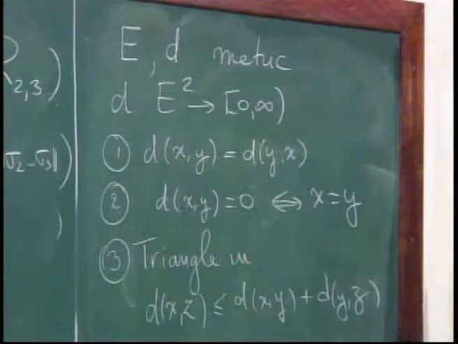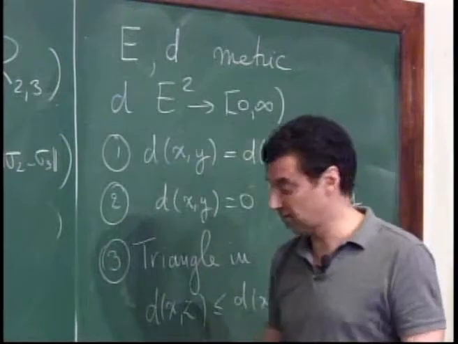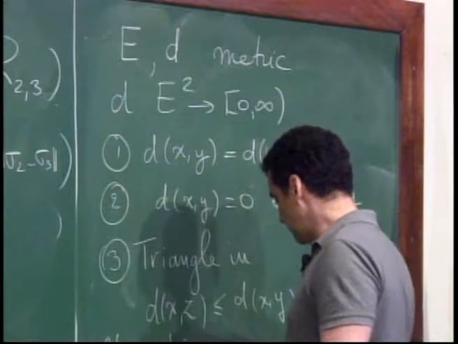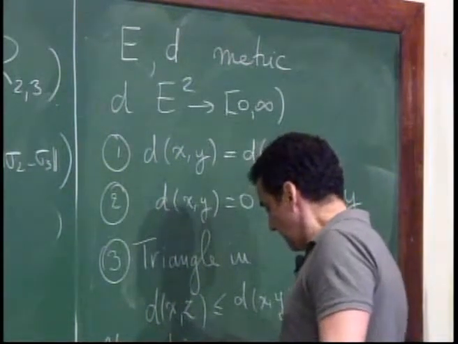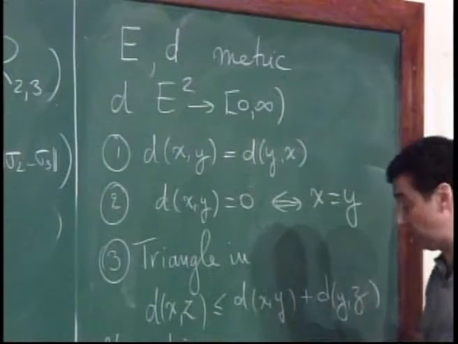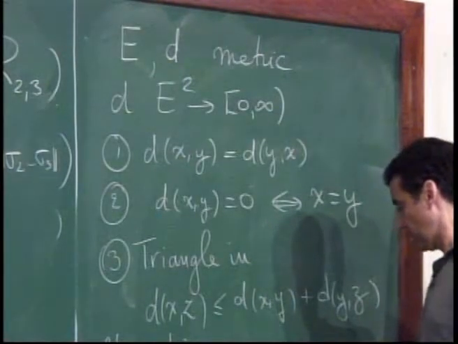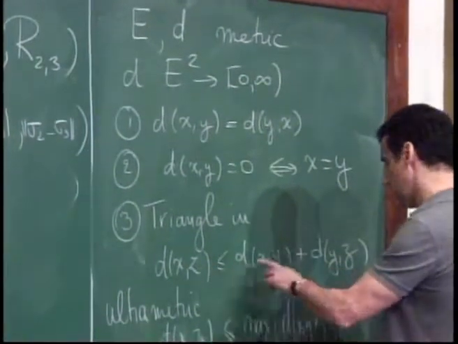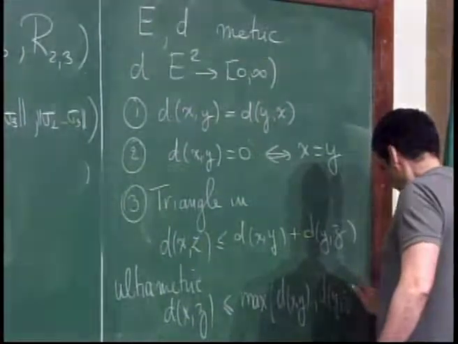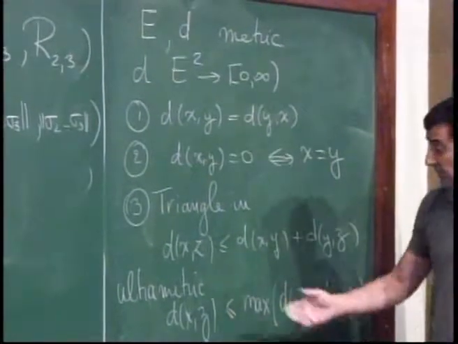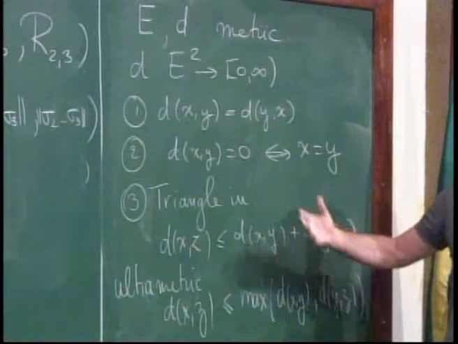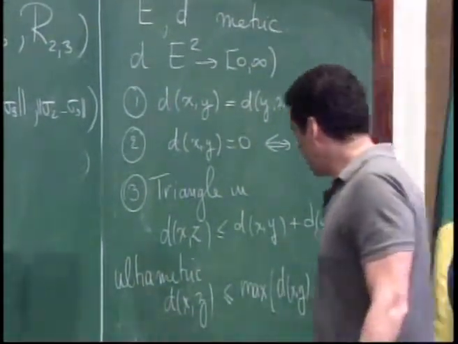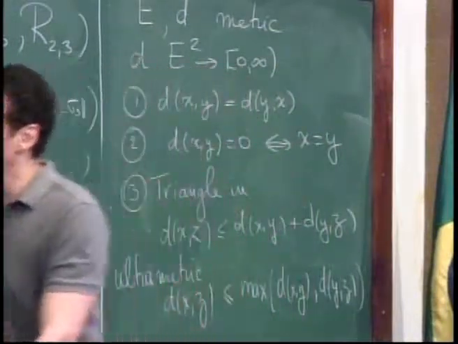You say that this metric is ultrametric, which means better than metric, if you have a stronger inequality. If the distance between x and z, instead of being smaller than the sum, is smaller than the max. Obviously, if something is smaller than the max of two numbers, it's smaller than the sum of the two numbers. So if it's ultrametric, it is metric. But ultrametric is a strange property. It's very strong. What does it mean?